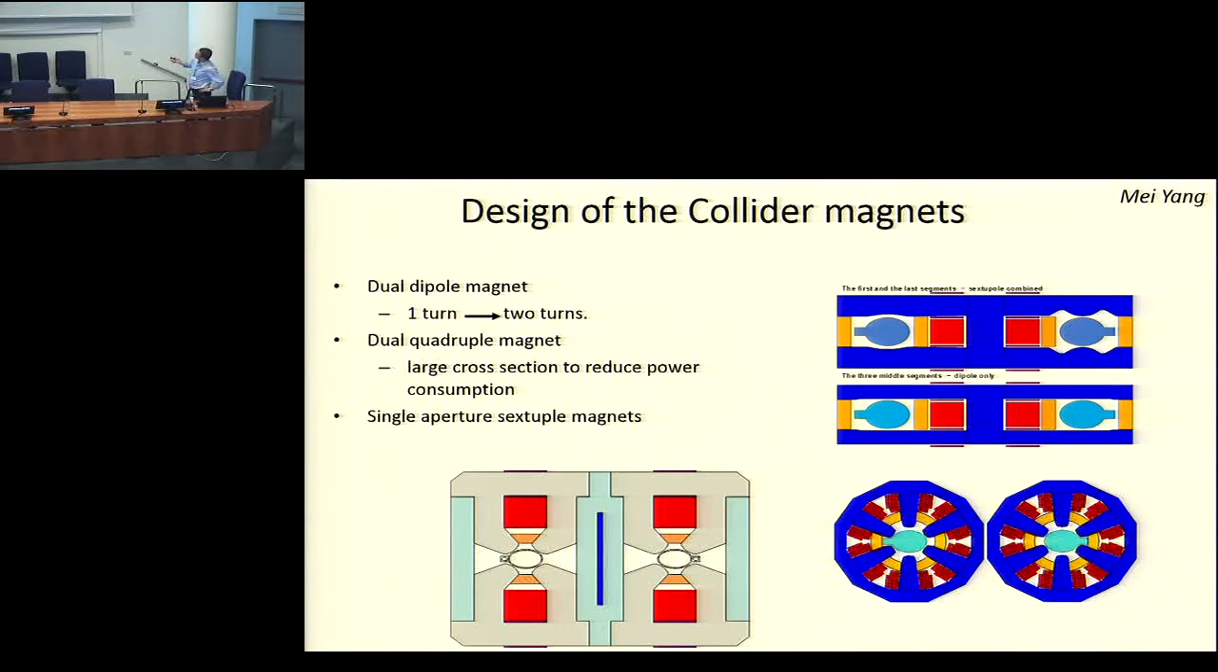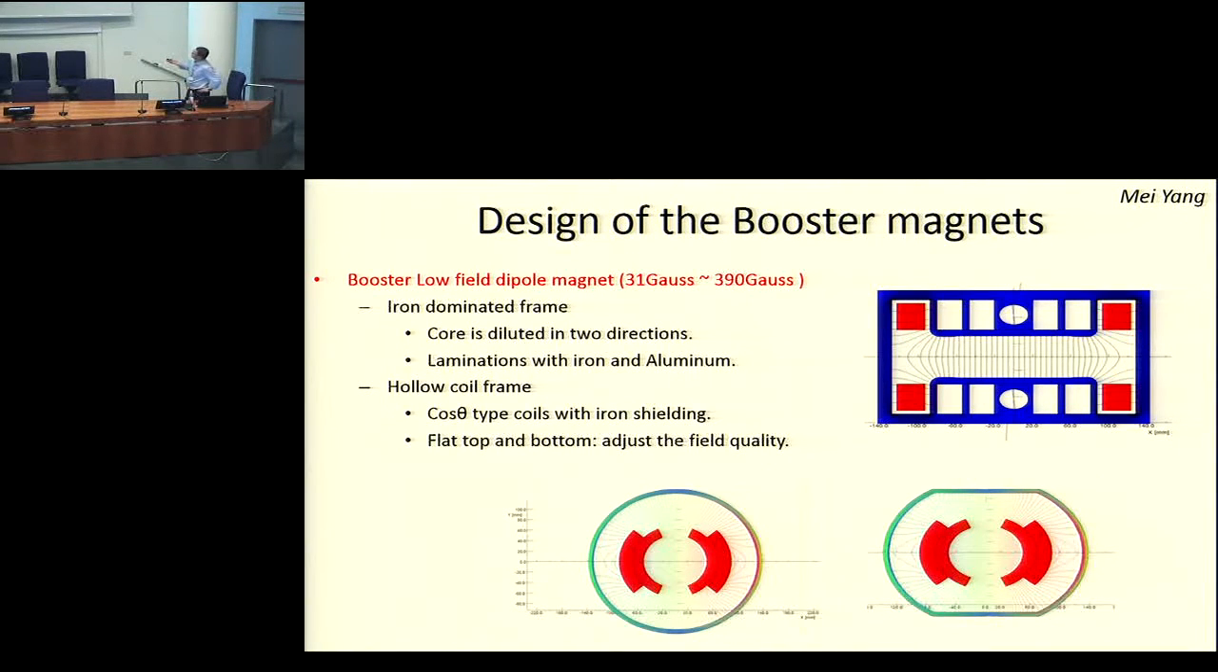Yang Mei has presented some design of the CPC collider ring. There's a dual dipole magnet, a dual quadrupole magnet, and a single positive sextupole magnet. And the design of the booster magnet. The booster magnet has the difficulty of a very low field. Its lowest field is about 31 Gauss, and the highest field is about 400 Gauss.